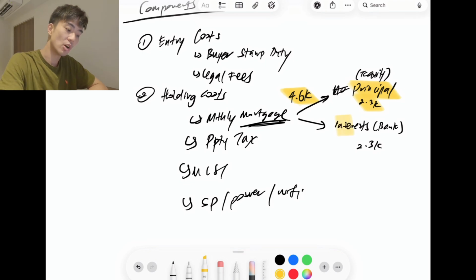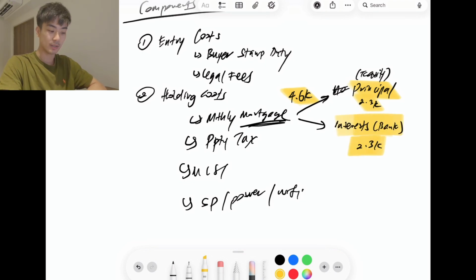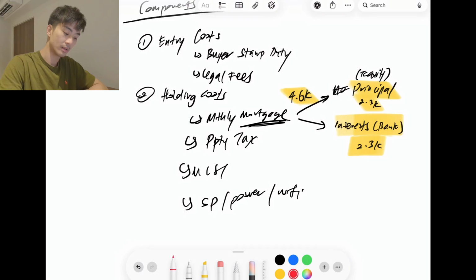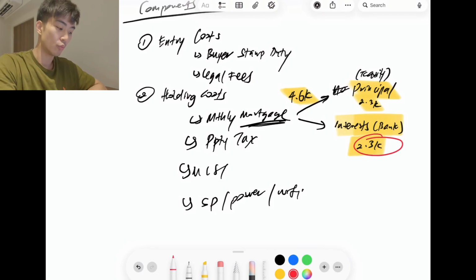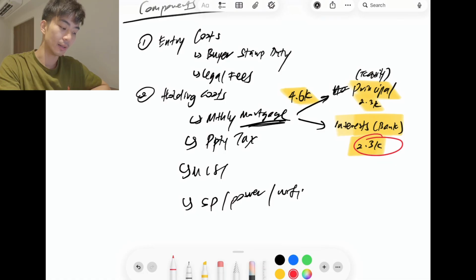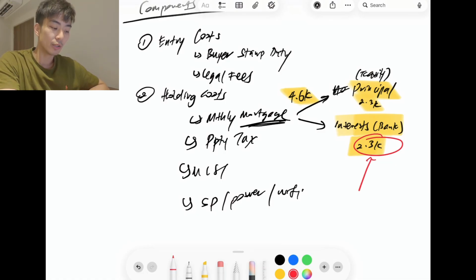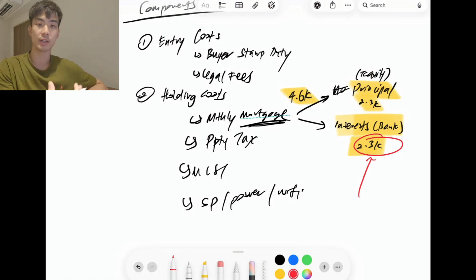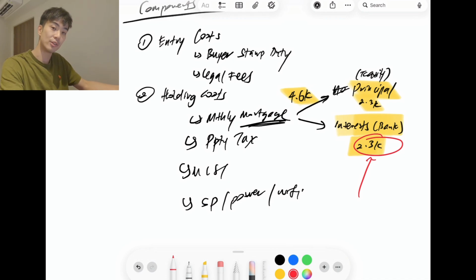The second component, interest, goes to the bank, so this is your cost. Now at this point you may think, why do I buy property? Maybe you've thought ahead already and wonder, why do I pay this interest cost? Is it worth it or not? Because every month I pay 2.3k, and over a couple of years it adds up to over 100k already. So why am I borrowing to buy a property?